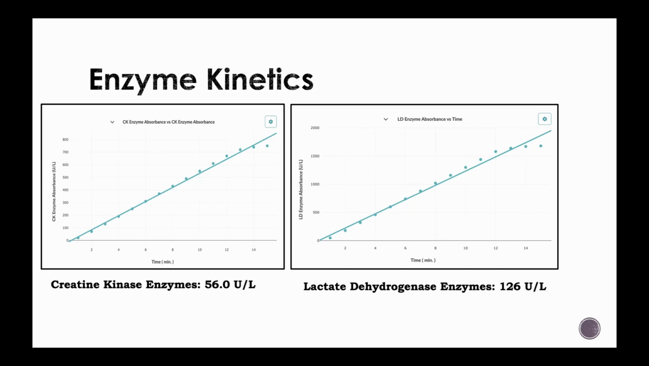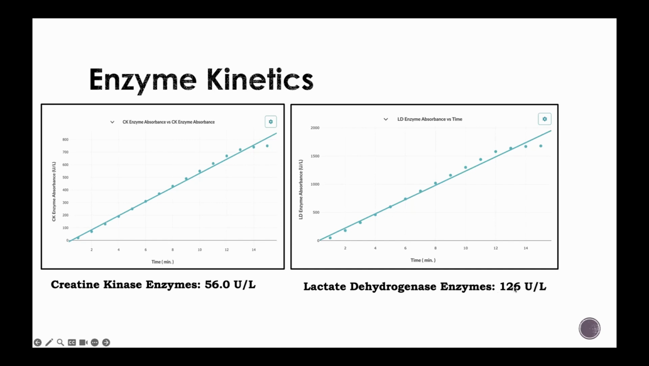We did more enzyme kinetics on lactate dehydrogenase enzymes. These enzymes speed up the reaction of lactate to pyruvate to produce ATP, or they do the opposite, converting pyruvate to lactate to conserve ATP. Abnormal levels of lactate dehydrogenase may indicate broken or deformed red blood cells.